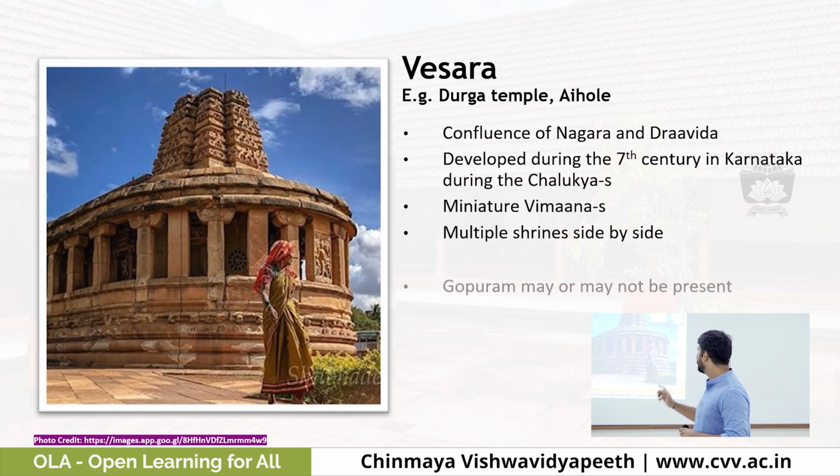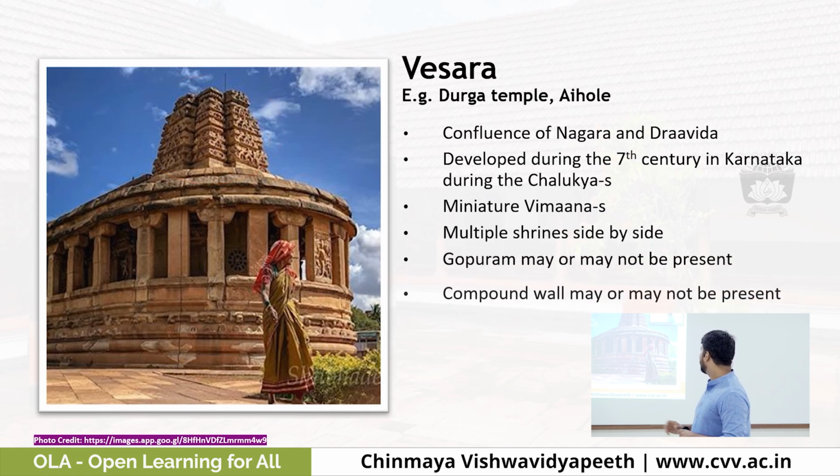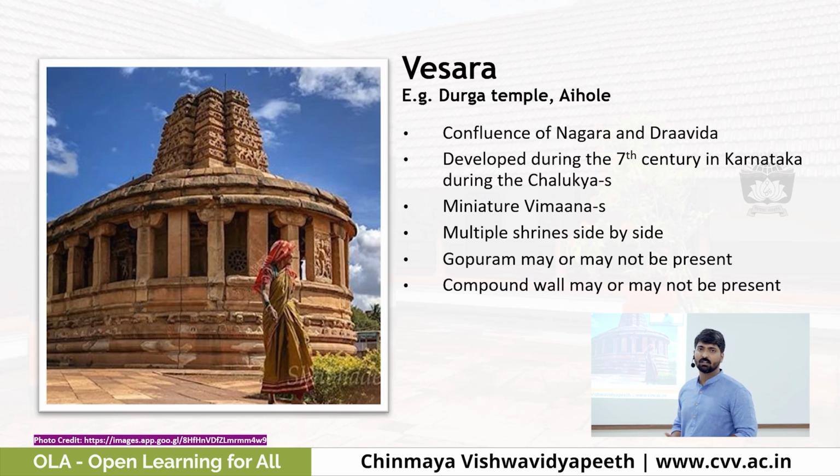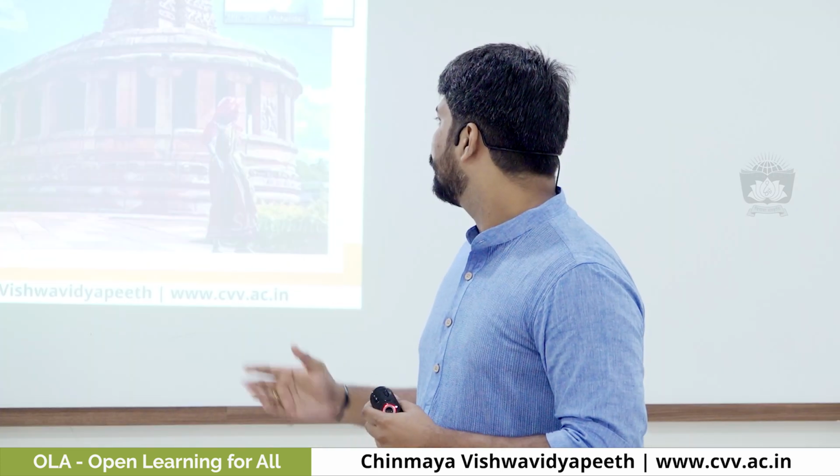So we have multiple shrines side by side. Gopuram may be present, may not be present. You can't say that there are no Gopurams at all, but it is a may or may not kind of thing. Again, same with the compound walls. So these are the principal 3 styles of architecture. And even when we say Nagara architecture, there are various subdivisions or sub-variations within that style as well. So here we are only talking about the larger framework.